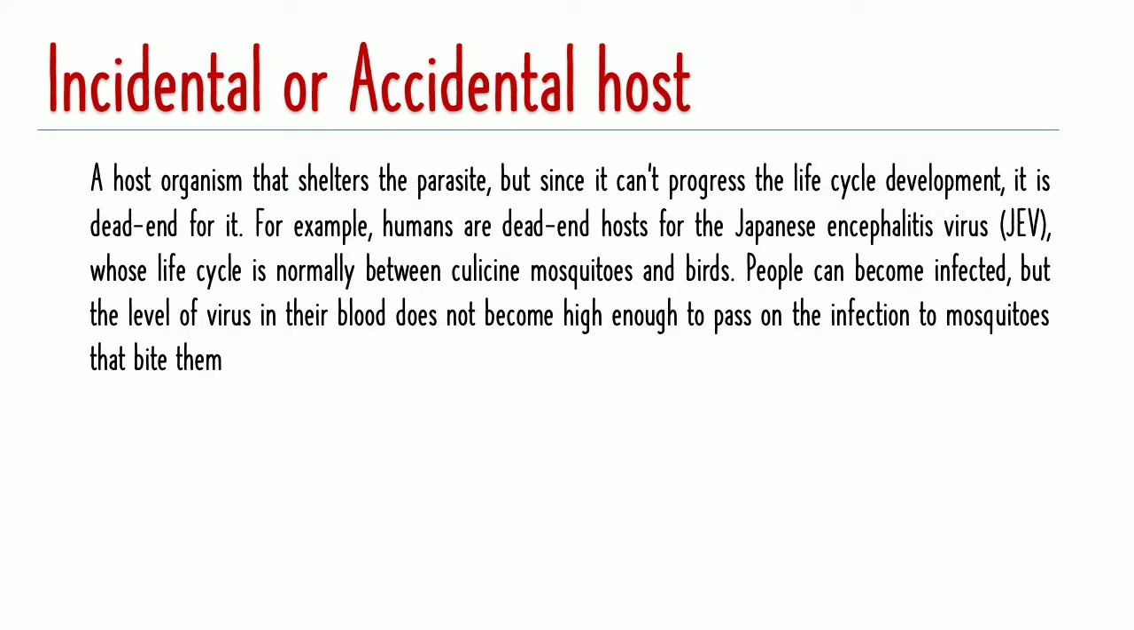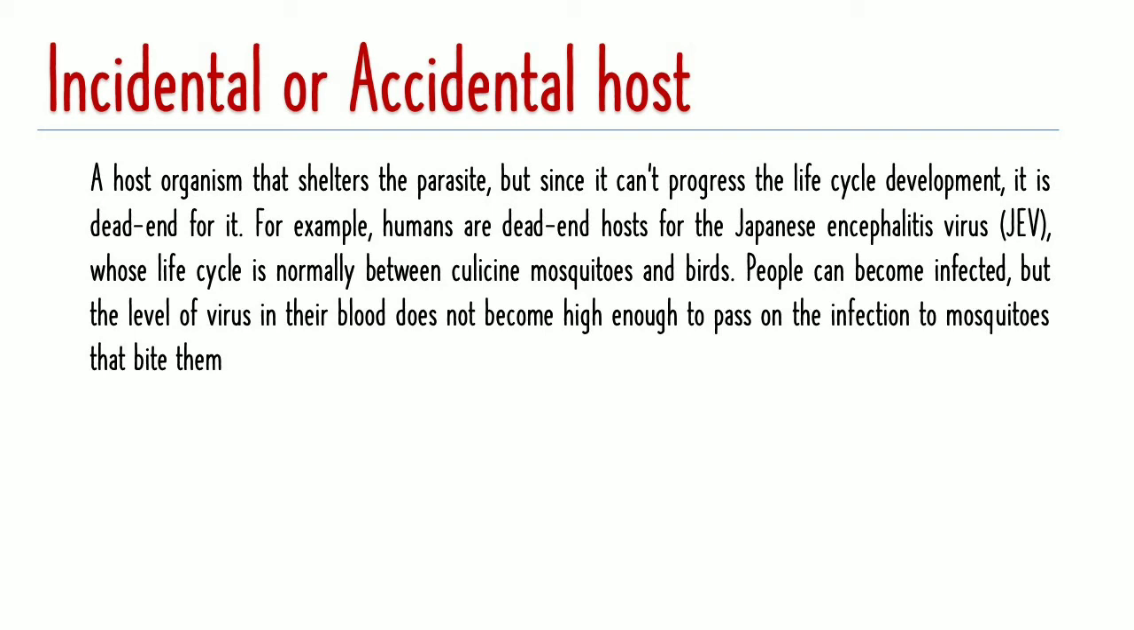Incidental or accidental hosts. A host organism that shelters the parasite, but since it cannot progress the life cycle development, it is a dead end for it. For example, humans are dead end hosts for the Japanese encephalitis virus or JEV, whose life cycle is normally between Culex mosquitoes and birds. People can become infected, but the level of virus in their blood does not become high enough to pass on the infection to mosquitoes that bite them.